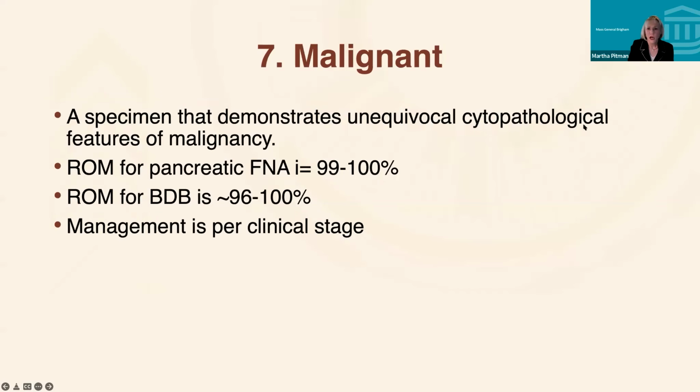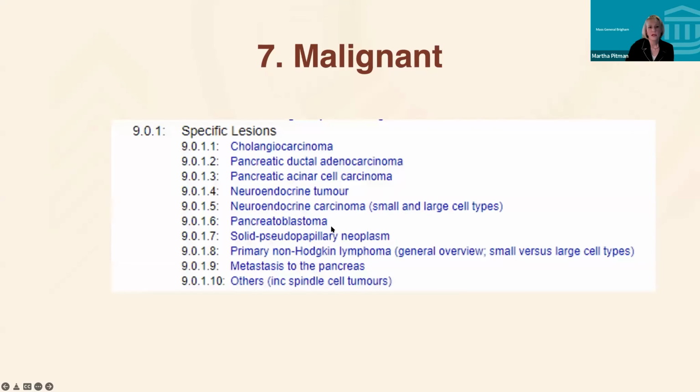A specimen that demonstrates unequivocal cytopathological features of malignancy is malignant. The risk of malignancy is 99 to 100% for pancreatic FNAs, and for bile duct brushings it is 96 to 100%. So we have high specificity when we say something is malignant, very few false positive diagnoses, and management would be per clinical stage. Here's the list of lesions in the malignant category.